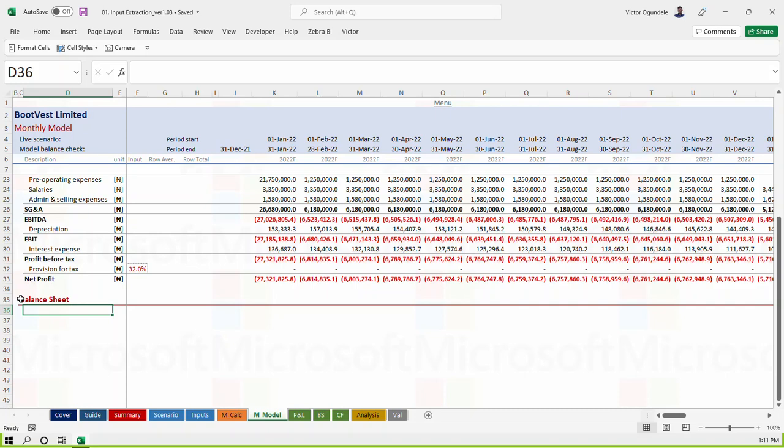Okay, so we need our assets. So we need our non-current assets and current assets.